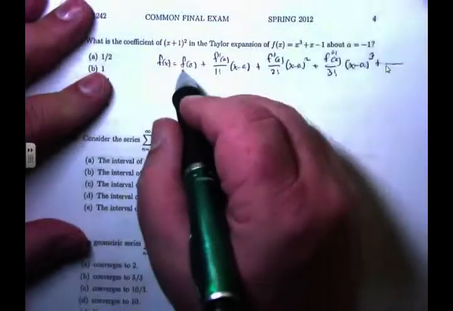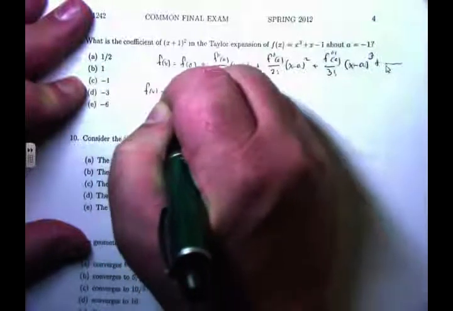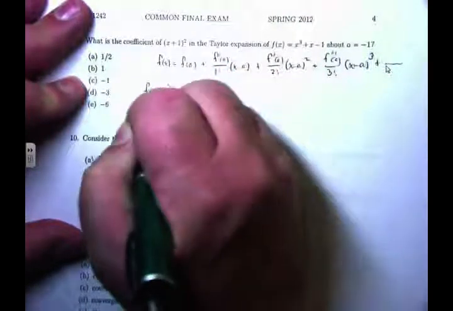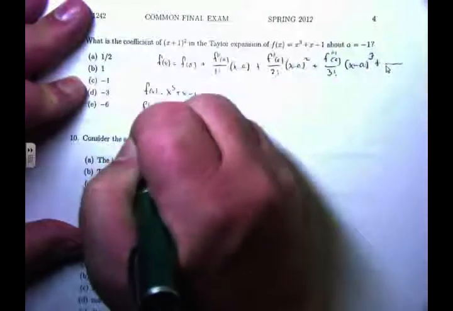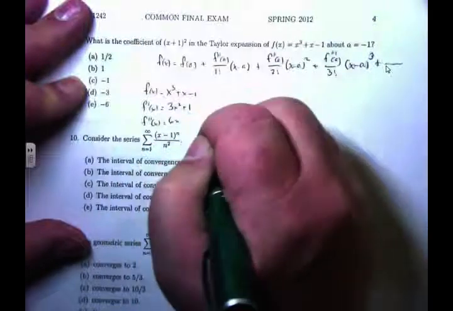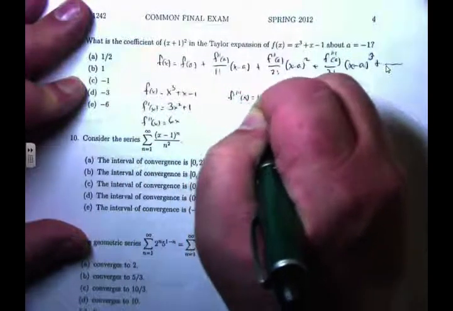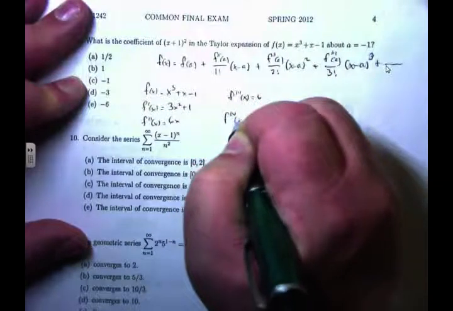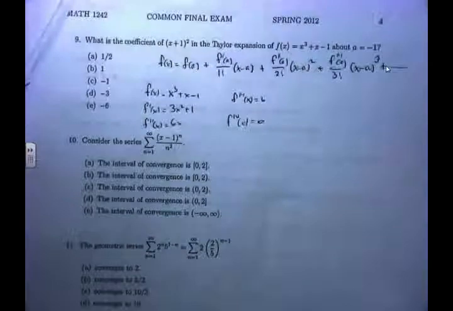Okay, I need to have the function, the first derivative, and the second derivative. Well, the function is pretty straightforward here. f of x was equal to x cubed plus x minus 1. What would my first derivative be? That would be 3x squared plus 1. What would my second derivative be? That would be 6x. What would my third derivative be? 6. And my fourth derivative, if I was going to go that far, would be 0. So at that point, I don't need any more derivatives.